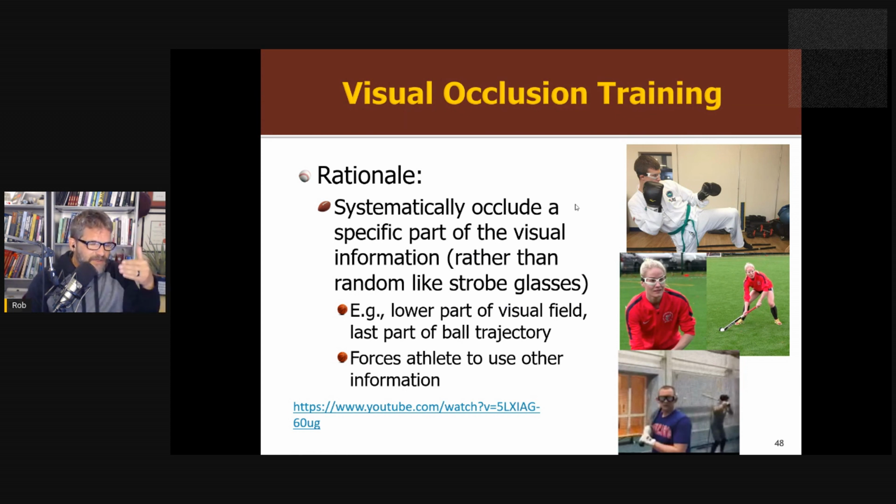So what we're doing here is we're going to systematically occlude part of your visual field. That's a constraint. We're adding a constraint. It's not random like using strobe glasses, like sometimes you see Stephen Curry using. We're going to add ones for a specific reason, to try to push you to a new solution. And let's look at an example of this.